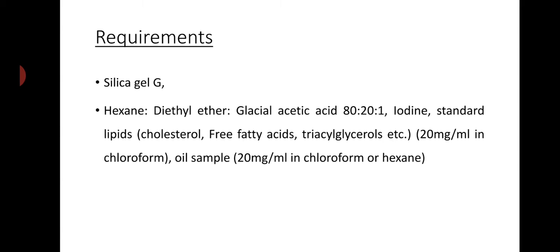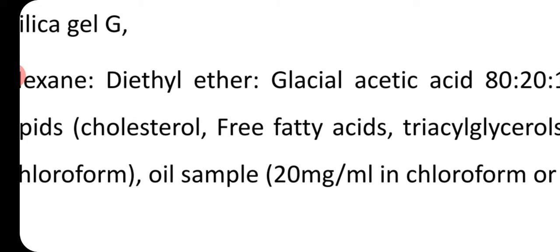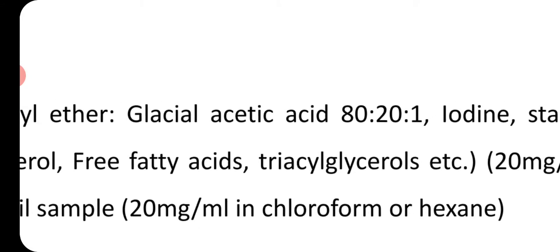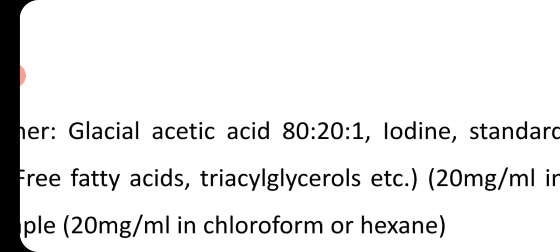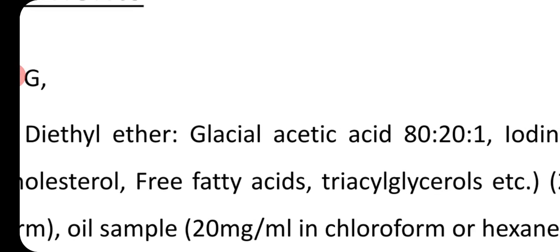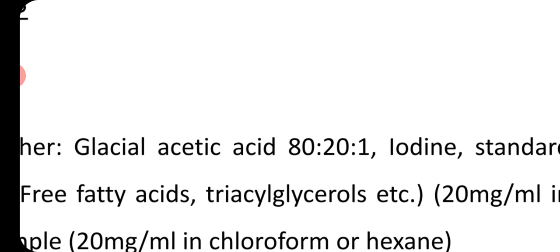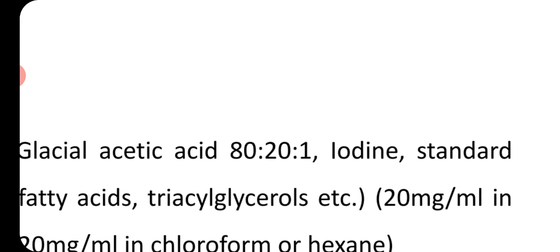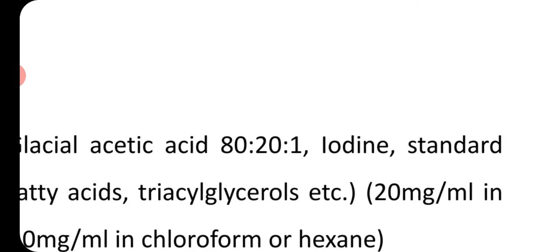So silica gel is a requirement. If you have seen silica gel in the lab, it is a very fine powder, like agarose. And you need a certain solvent system. The solvent system you are using over here is a mixture of three things: hexane, diethyl ether, and glacial acetic acid. Let me enlarge it. So here it is: hexane, diethyl ether, glacial acetic acid. And what is the ratio? 80 is to 20 is to 1. So 80 ml you will take of hexane, 20 ml of diethyl ether, and 1 ml of glacial acetic acid. This will be your solvent system, and you have to make it in this ratio.